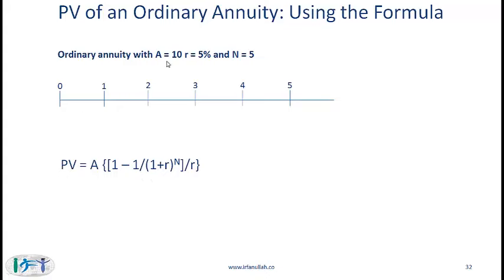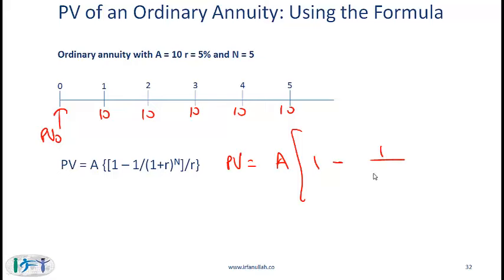What we do here is again recognize that we have the same annuity, 10, 10, 10, 10 and 10. The present value at time 0 is given by this formula, which I will rewrite for you. A is the annuity amount, which is 10, multiplied by 1 minus 1 over 1 plus r to the power of n. r is the interest rate in decimal. n is the number of periods, which in this case is 5. And then we take this entire amount and divide by the interest rate.